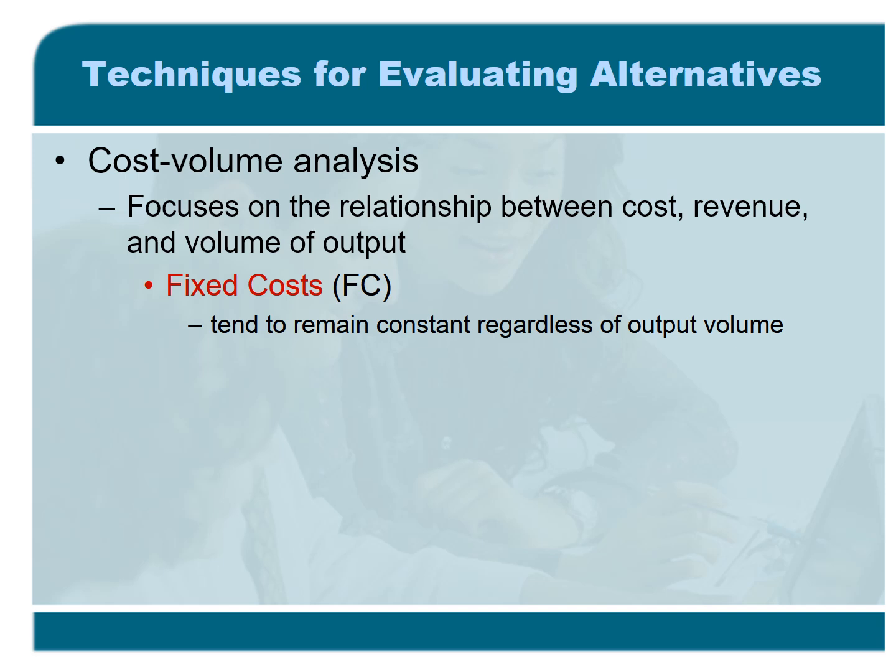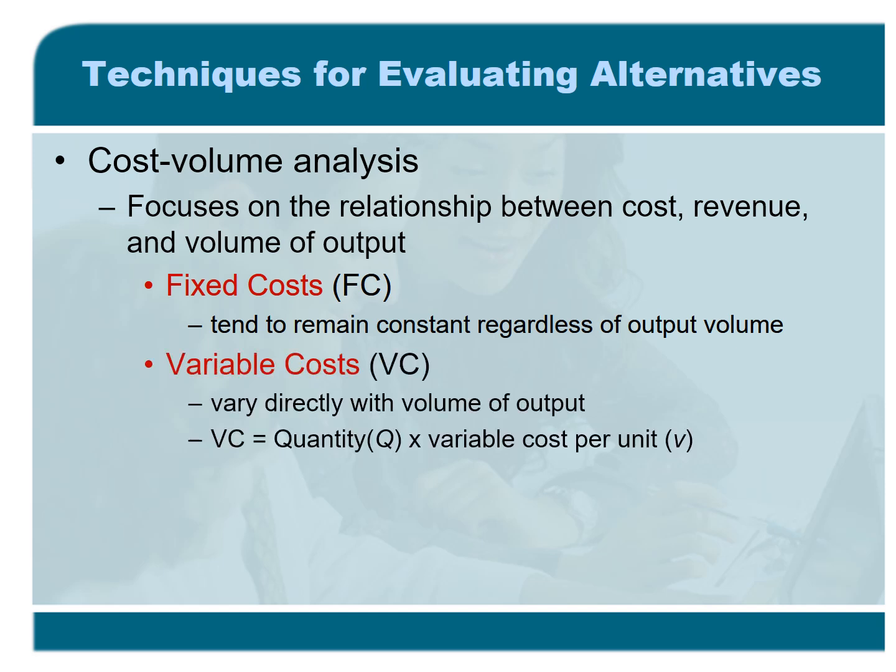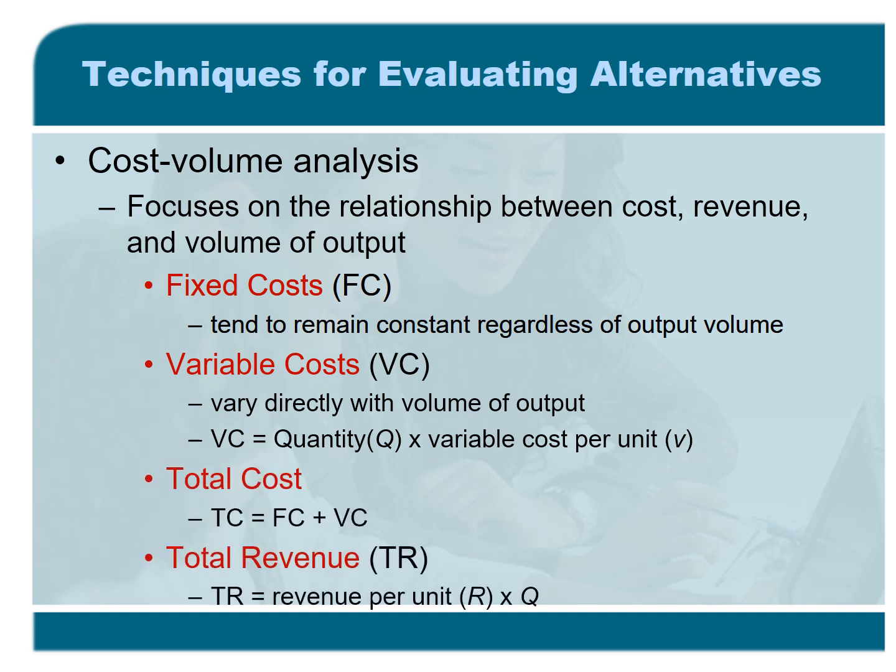A cost volume analysis focuses on the relationship between the cost, the revenue, and the volume of output. Fixed costs are those costs that remain constant regardless of the output volume. Overhead, salaries. Variable costs vary directly with the volume of the output. So it would be quantity times variable cost per unit. Total cost equals the fixed cost plus the variable cost. And the total revenue would be the revenue per unit times the quantity.